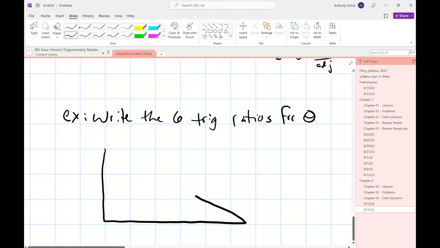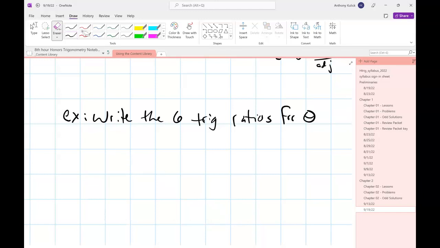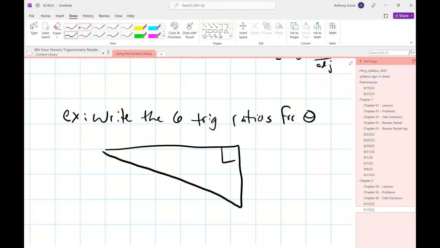Okay. Yeah, I'm going to write it. I'm going to draw it this way, so it matches my picture and I don't do something stupid.